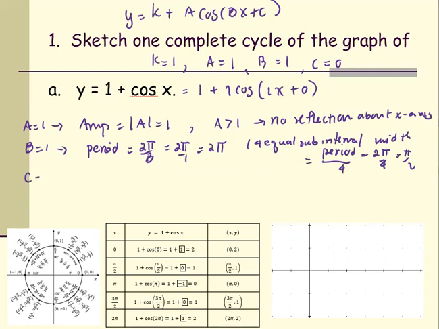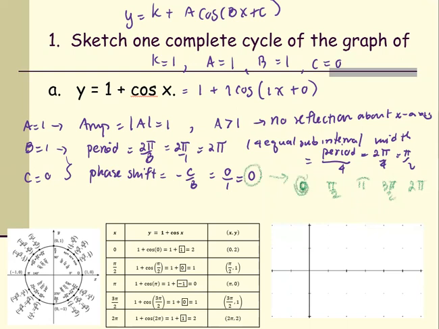For the phase shift, we use the b and c values: negative c over b. The c is 0 and the b is 1, so the phase shift is 0. Therefore, the beginning point of the 5 key points starts at 0, and then we use the increment pi over 2. The next one is pi over 2, the next is pi, then 3 pi over 2, and the last of the 5 key points is 2 pi. The phase shift is the beginning point of the cycle.